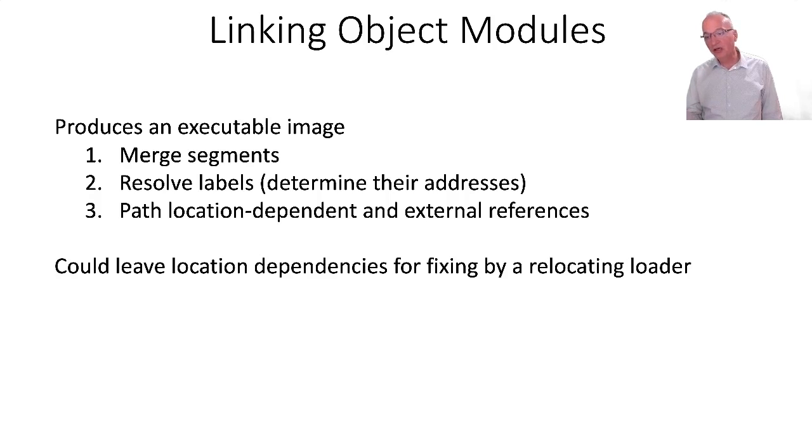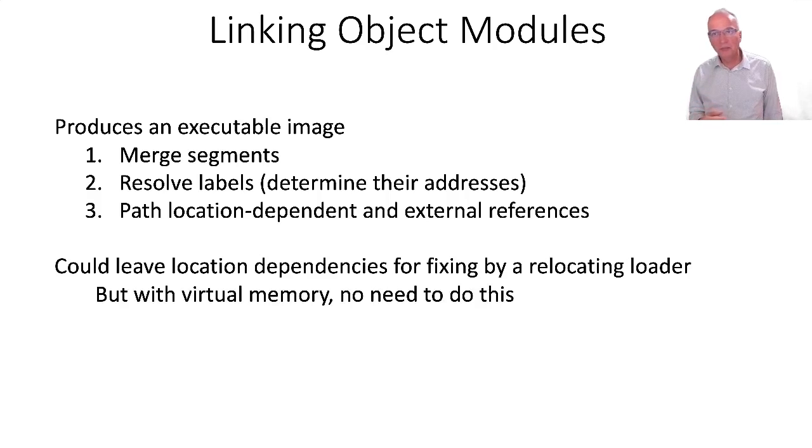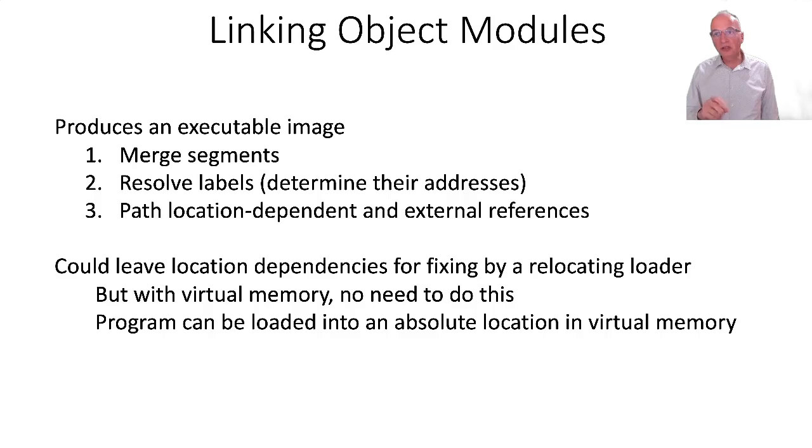I could leave the location dependence to be fixed by a relocating loader. So I could just say, I have this offset from the place where you put this program, and then the loader, when loading the program into memory, will fix all these specific addresses. However, if I have virtual memory, and I know that at this point virtual memory does not make sense for most of you, we're going to be studying virtual memory in detail in November, I don't need to do this. The program can be loaded into an absolute location in virtual memory, and then this virtual memory is mapped into the actual physical memory. Again, we're going to study that in detail in November.